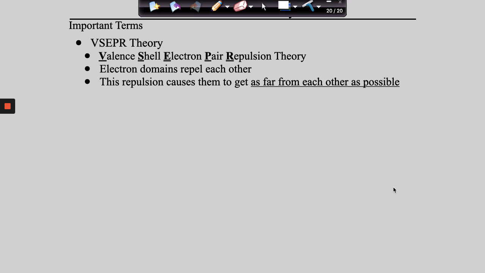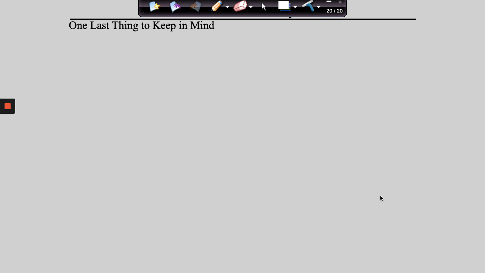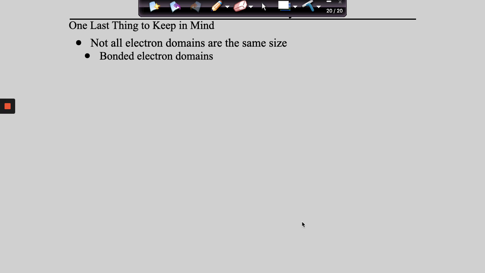Okay, so one last thing to cover in terms of building background, and then we're going to move forward. So here's where we are. We know that electron domains are the spaces that electrons can occupy, and we now know that these domains push on each other. The last thing that we need to talk about is that not all of these domains are the same size. So let's look at bonding domains first.